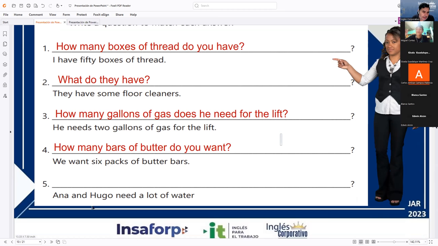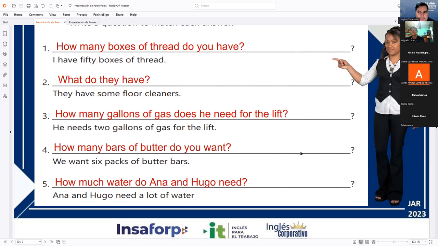So, how about number 5? Ana and Hugo need a lot of water. Okay. What can we say? How much water do they need? How much water do Ana and Hugo need? Or do they? Hugo, Paco, and Luis. Okay, so how much water do Ana and Hugo need? Excellent. So the answer would be, Ana and Hugo need a lot of water.